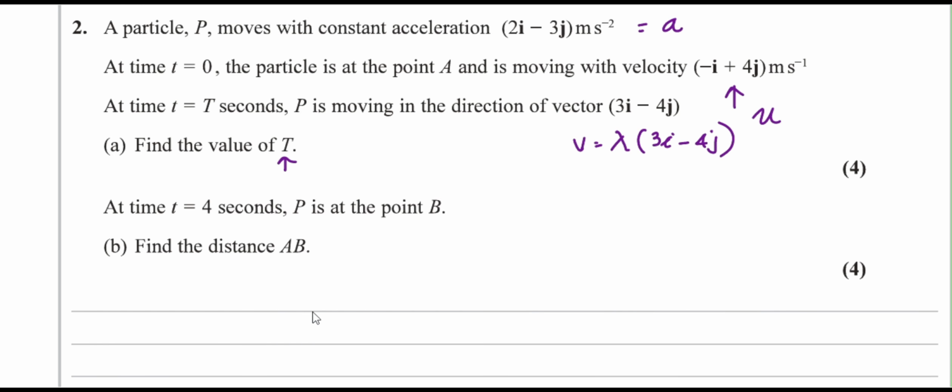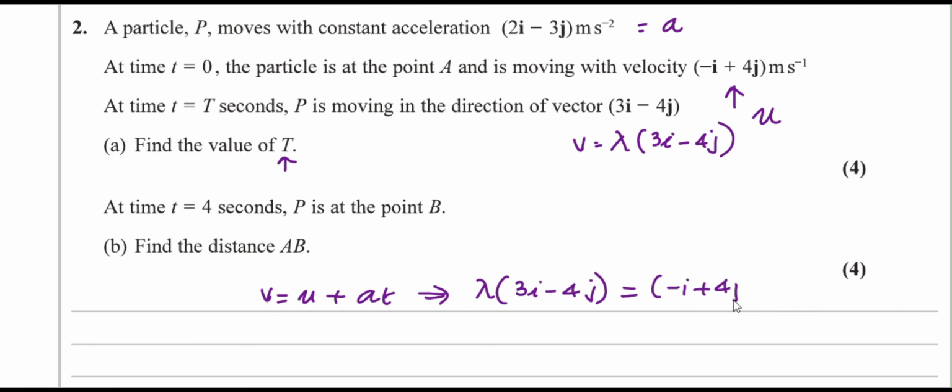Putting them all into an equation, let's first of all write v equals u plus at, and in this context v is lambda times 3i minus 4j, which should be equal to u, which is minus i plus 4j, plus at. a is 2i minus 3j, times capital T.